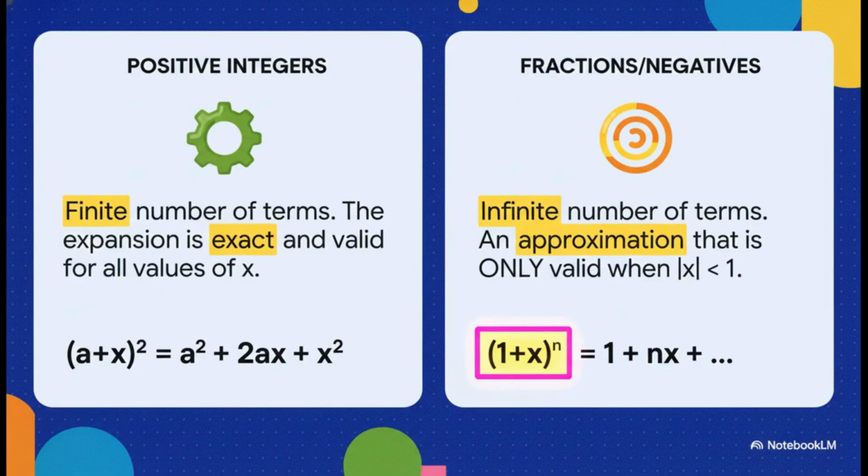This slide breaks it down perfectly. When n is a whole number, you get an exact answer with a set number of terms. But for fractions or negatives, it's an infinite series, which means it's an approximation. And for this sum to actually settle on a real number, there's a critical catch. It's only valid if the absolute value of x is less than 1. If it were bigger, every term would get larger and the whole thing would just shoot off to infinity. So that rule is absolutely key.